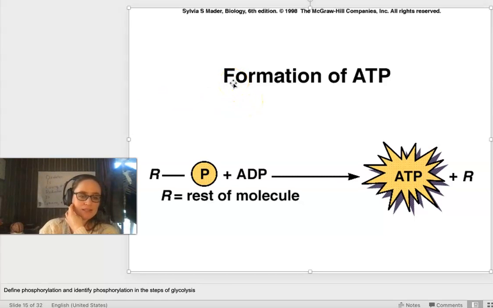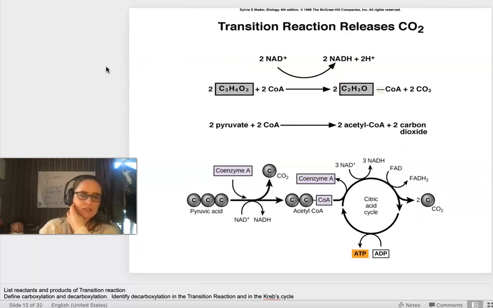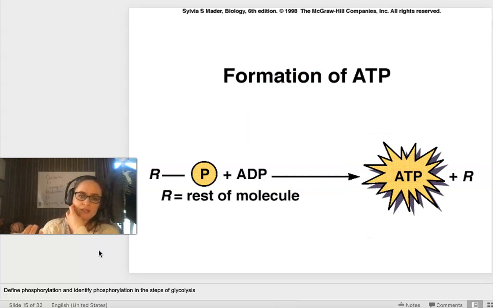Remember, we just did carboxylation. Gaining a carbon dioxide is carboxylation. Losing a carbon dioxide is decarboxylation. Similar terminology here. Phosphorylation is gaining a phosphate group, and dephosphorylation would be losing a phosphate group. So the formation of ATP, by definition, is a form of phosphorylation.